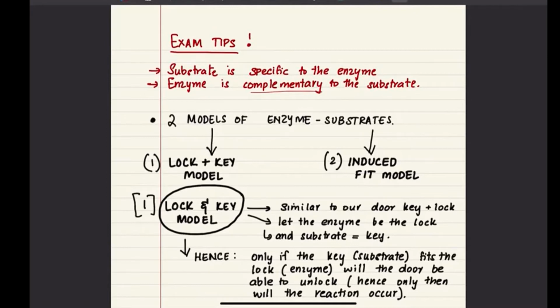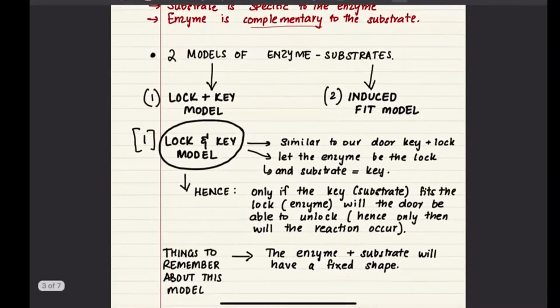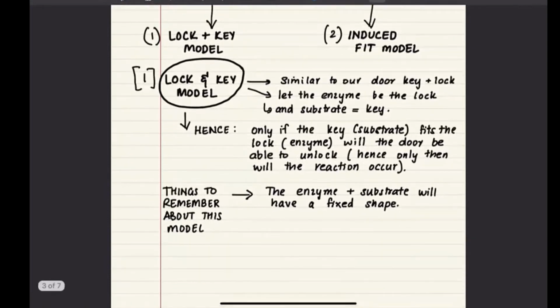And so there are two models that explain the enzyme substrate complex. All right. The way the substrate binds to the enzyme, there are two models that explain this. The first model is the lock and key model, and the second model is the induced fit model. So let's take a look at what this lock and key model is.